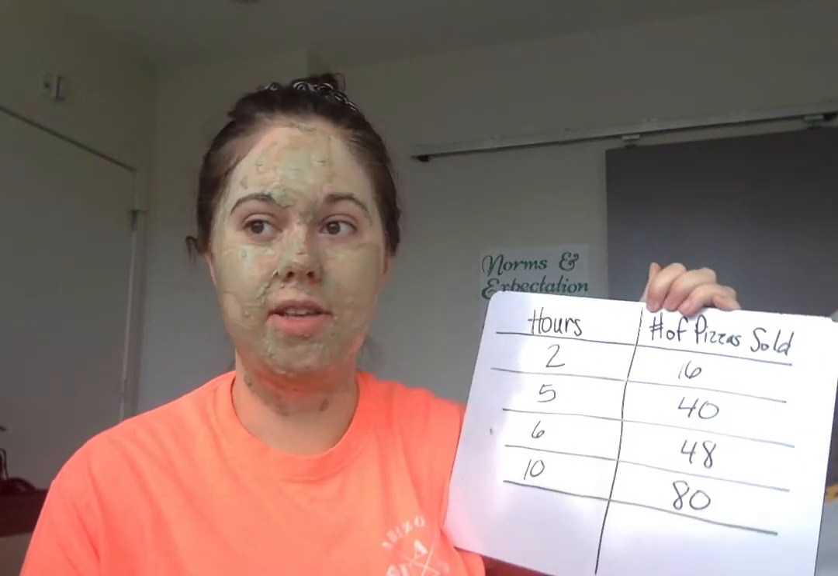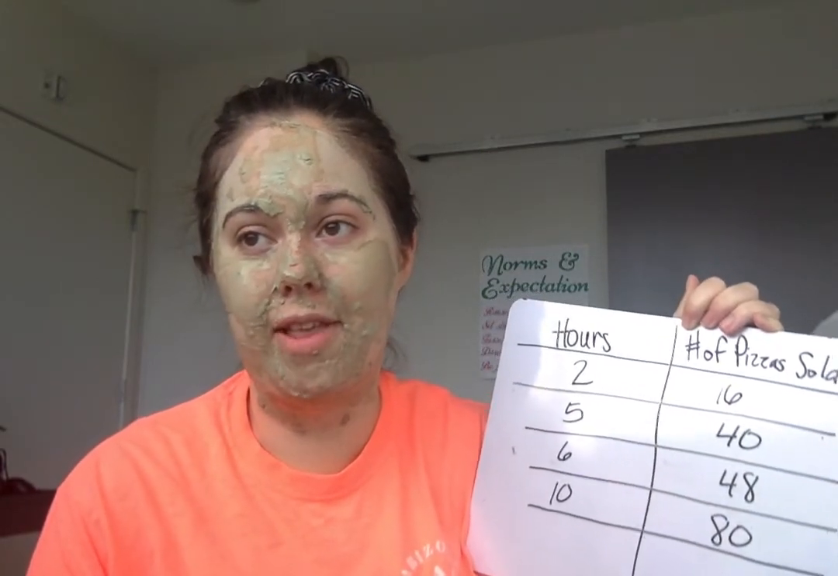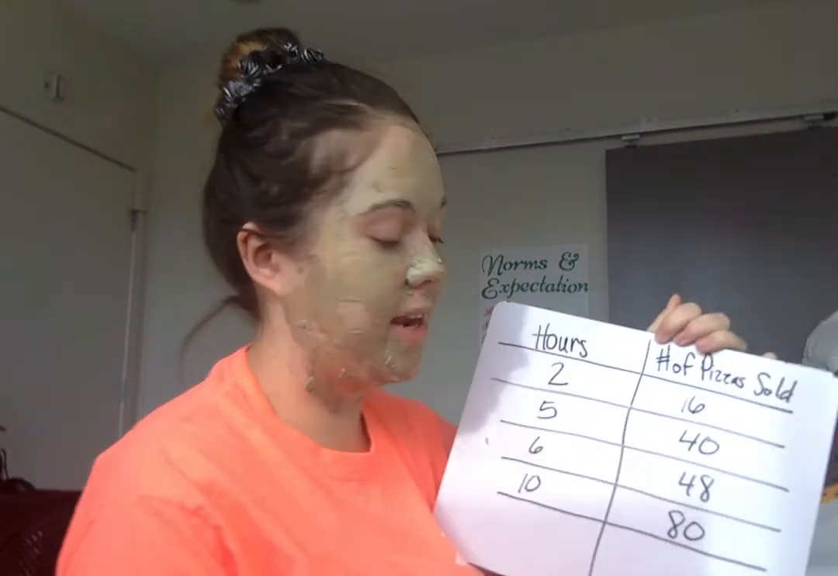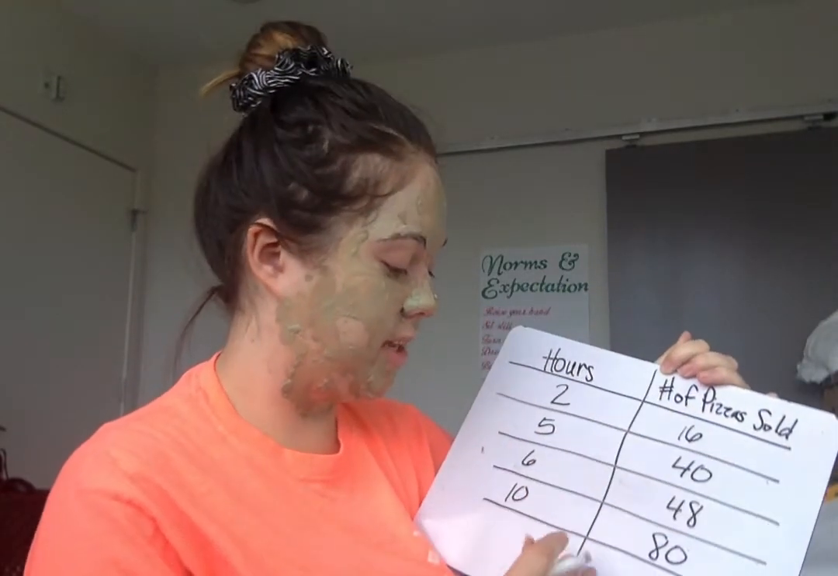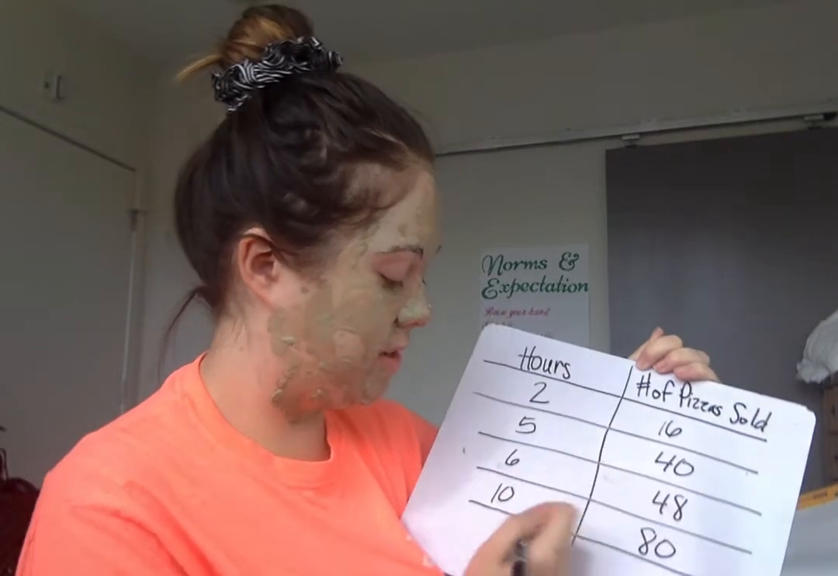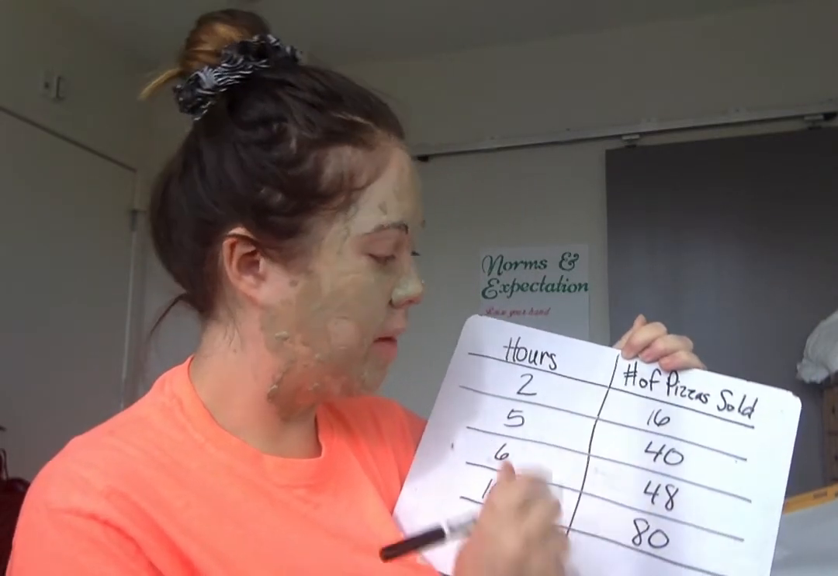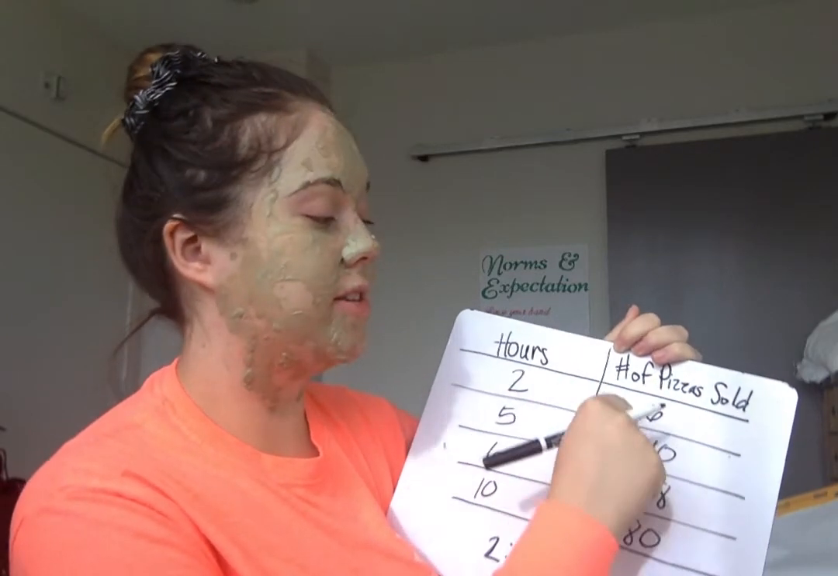I've got one more for example 1, and that is write a ratio to describe the relationship shown in the table. So here's the table. Okay, so we can write a couple different ratios to describe this relationship. I notice automatically a 2 to 16 ratio. Do you guys see that? 2 to 16. So for every 2 hours, 16 pizzas are sold.